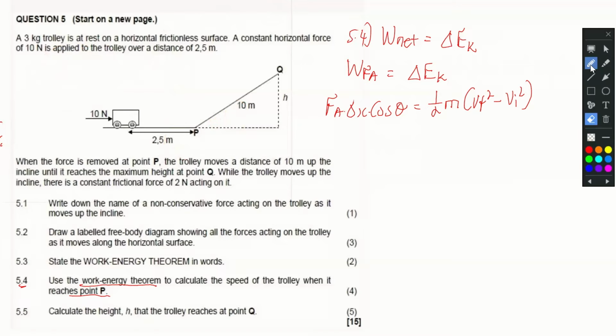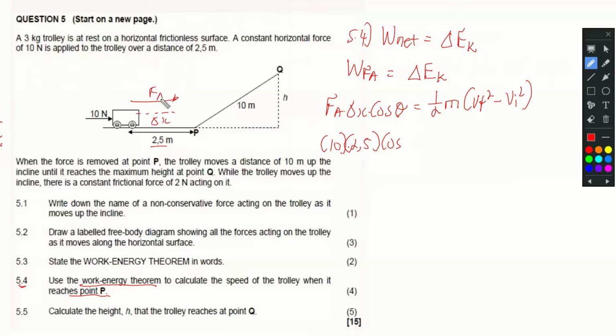And then your Fa, what is the force applied? It's 10. What is the displacement all the way to point P? That's 2.5. And then cos theta, remember the theta here, because the force applied is in the same direction as the displacement.